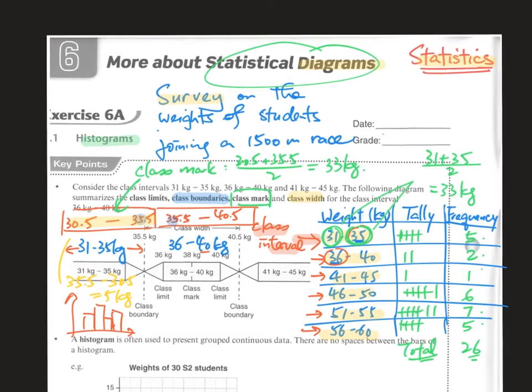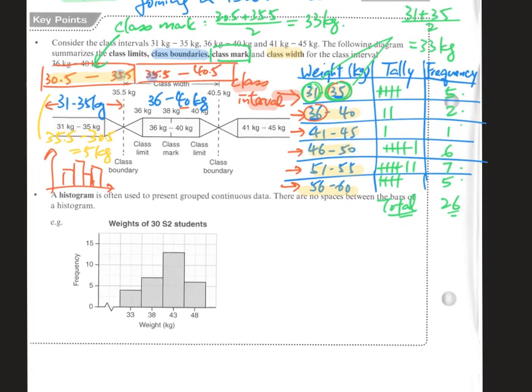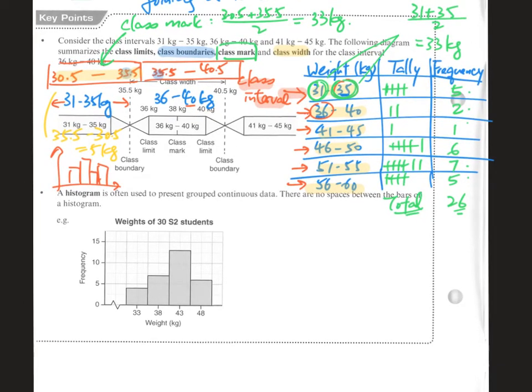After that, you can start drawing the histogram by using the data like 5, 2, 1, 6, etc. Now in the notes, it shows you another figure, a histogram, which shows the weights of 30 Form 2 students. Please note that a histogram is used to present grouped continuous data. The main point is that there is no space between the bars.